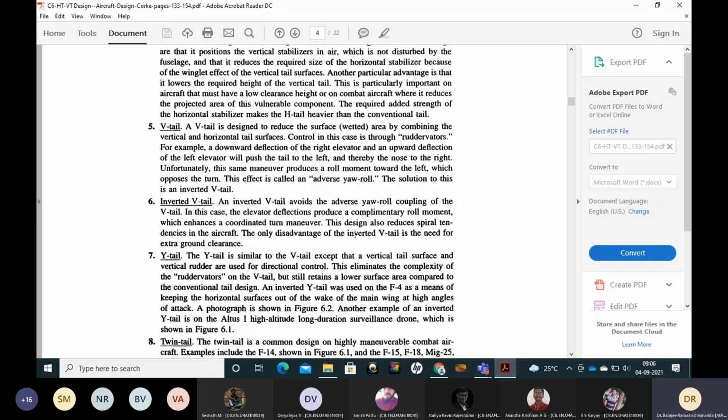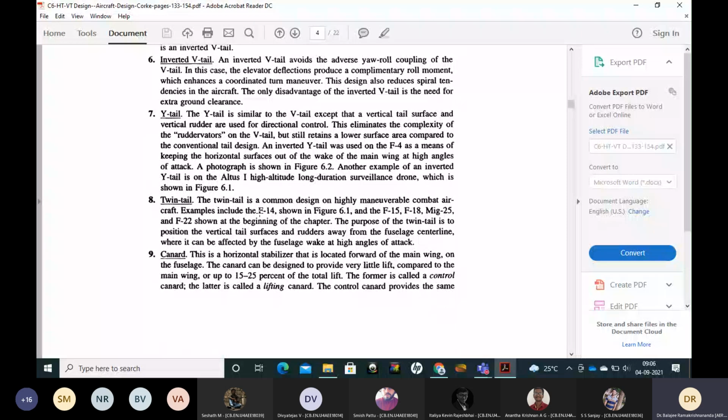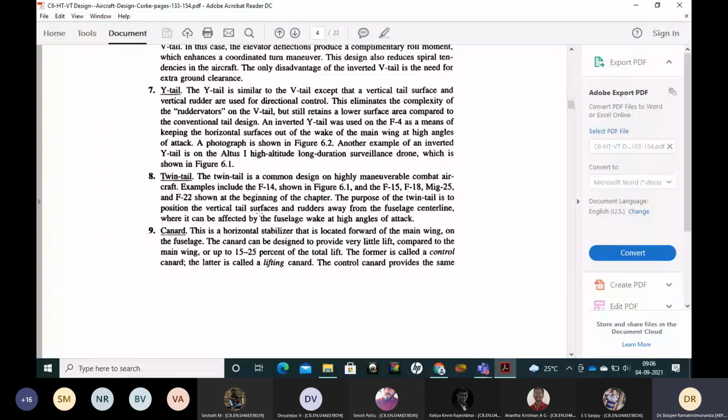Then you'll have Y-tail. So the vertical tail surface is also separate, so you'll have a rudder in the case of Y-tail. You don't have a ruddervator. Then you'll have twin tails. Twin tails are usually used on highly maneuverable combat aircraft.